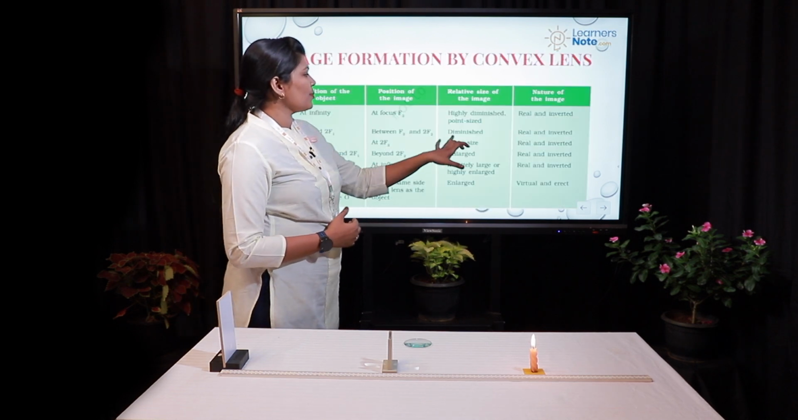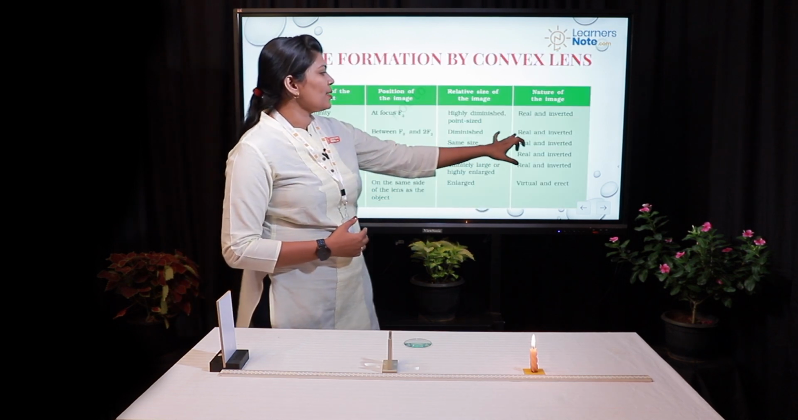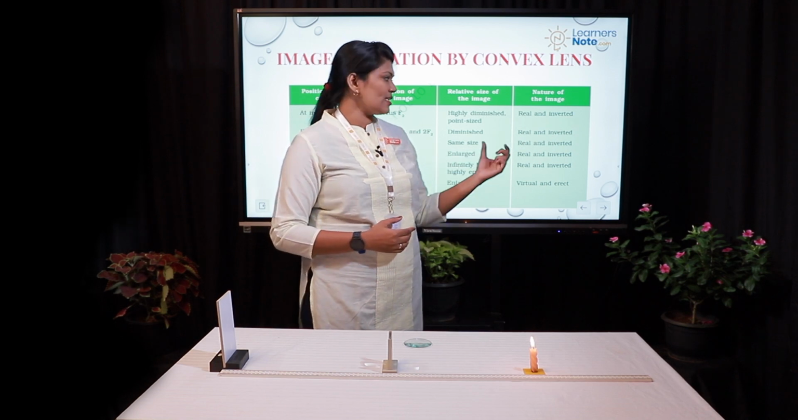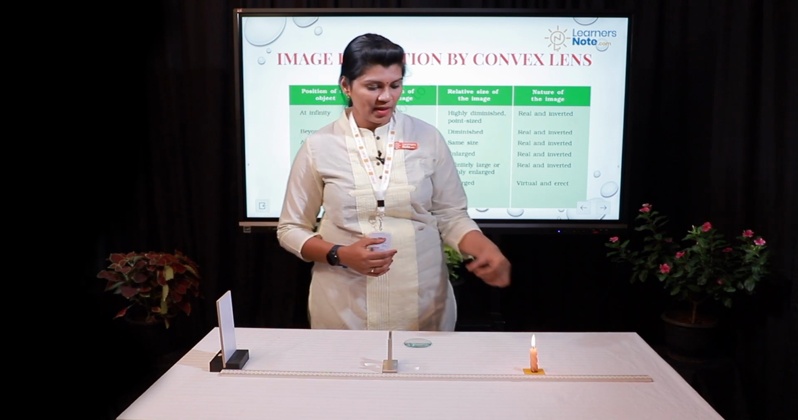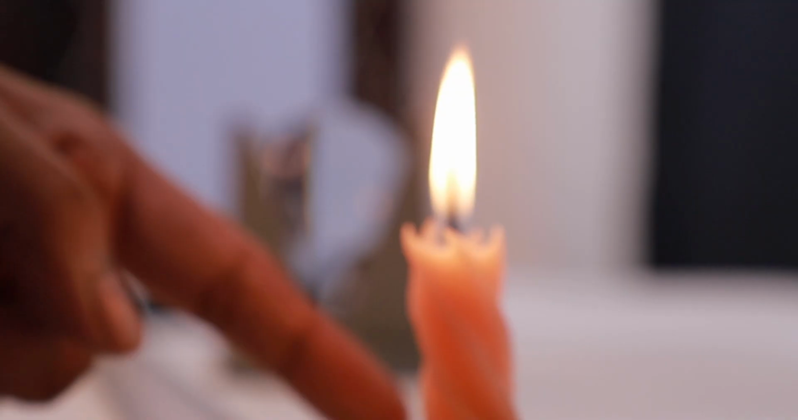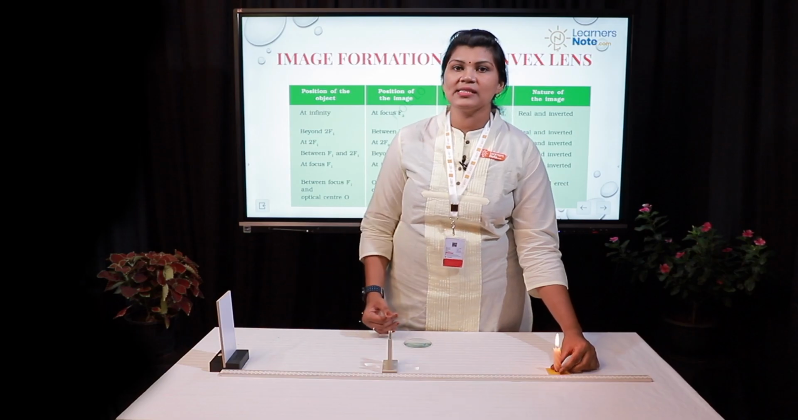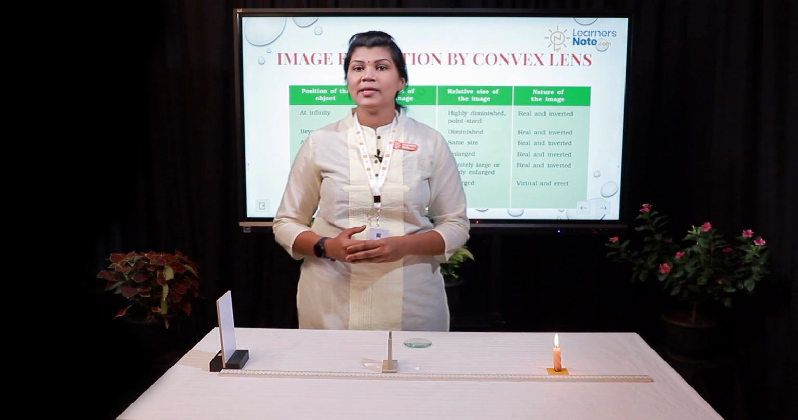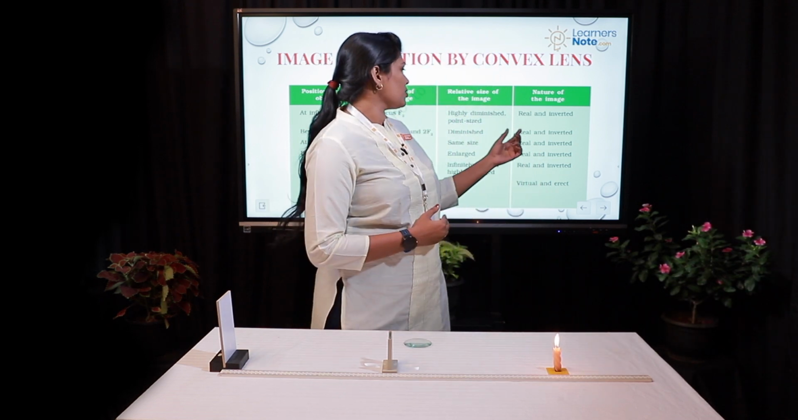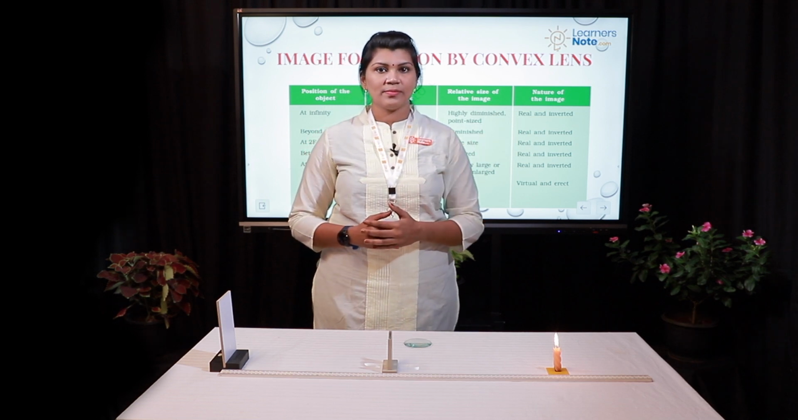Then let us discuss the other conditions. If we place the object beyond 2f1, the nature of the image will be diminished, real and inverted. We can see the same case here. If I change the position to beyond 2f1, the image formed is different, that is, it will be a diminished one, and its nature will be real and inverted.